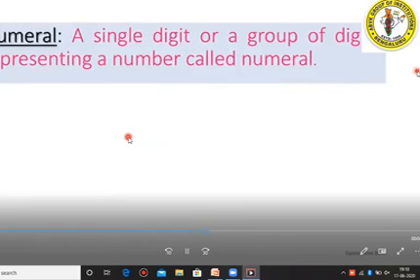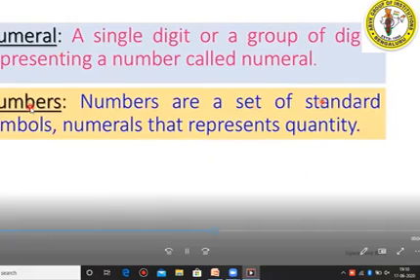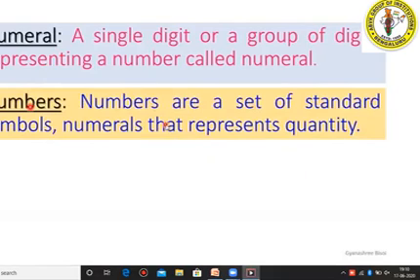Now what we will learn next is, what do we mean by numeral? A single digit or a group of digits representing a number is called a numeral. Numbers are a set of standard symbols, numerals, that represent quantity.